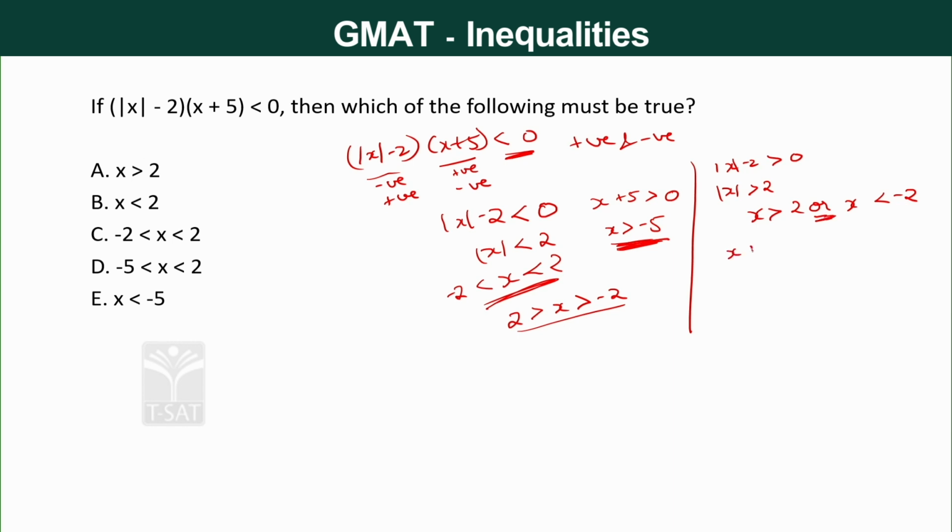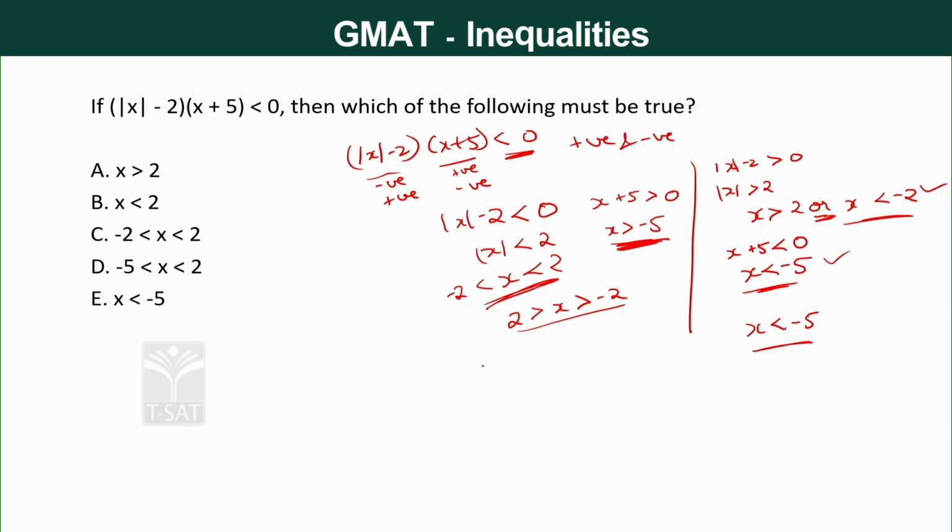Now, along with this, x plus 5 should be negative, that means that should be less than 0, that means that x should be less than minus 5. So, looking at these two ranges, it will be satisfied only when x is less than minus 5. That is the overlap of both these conditions. Okay. So, which of the following must be true?